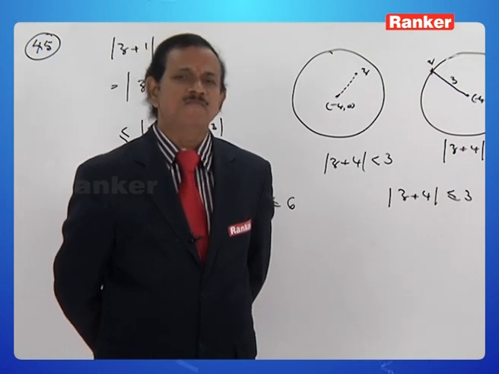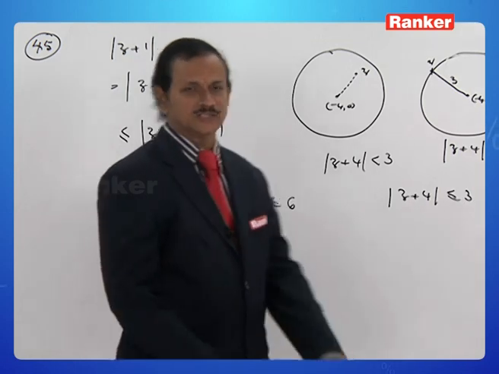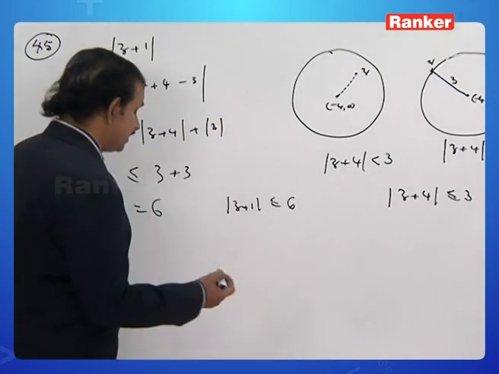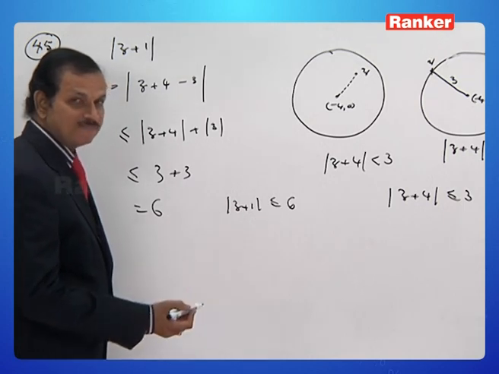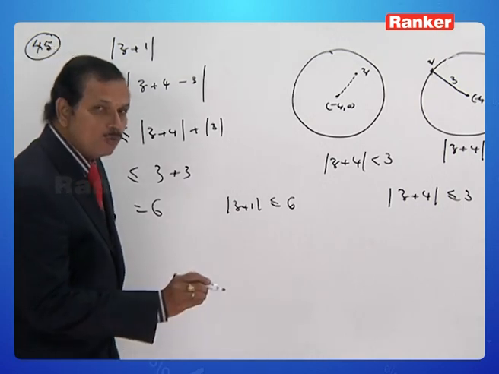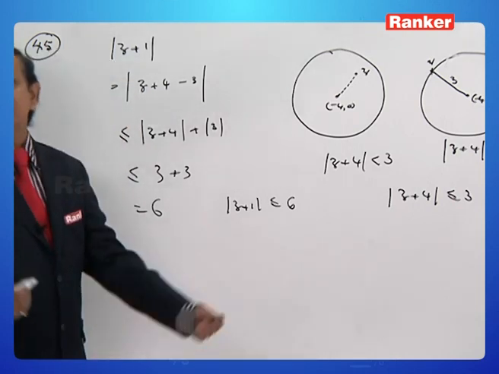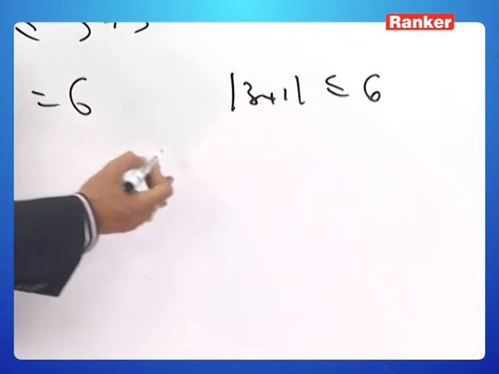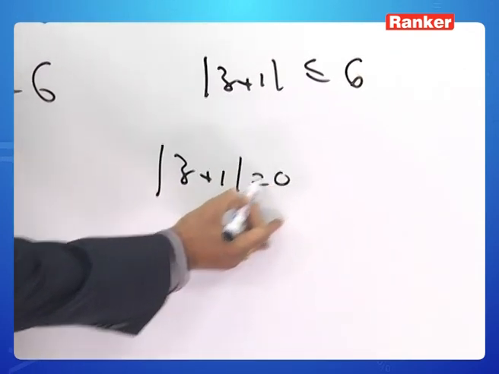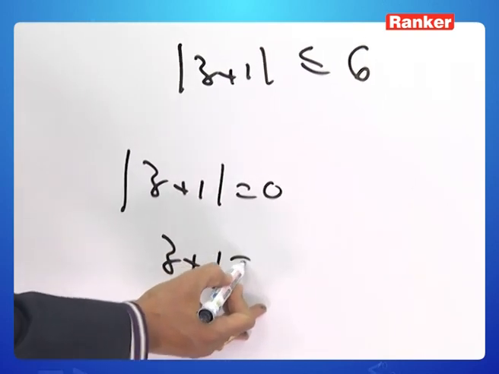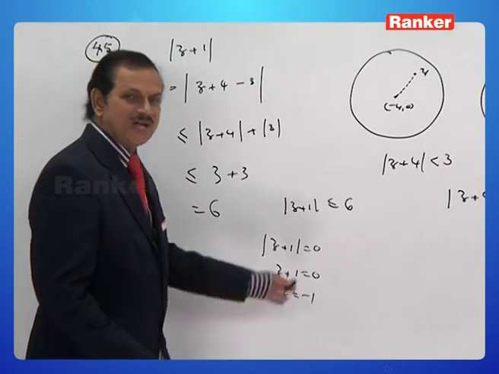So, one of the minimum possible values is 0. Let us see what happens. Is it true or not? If the least value of mod Z plus 1 is 0, then mod Z plus 1 can take the value 0. What happens if mod Z plus 1 is equal to 0? Z plus 1 is equal to 0. Z is equal to minus 1. Is it possible?